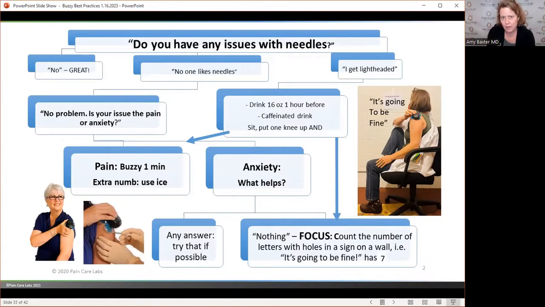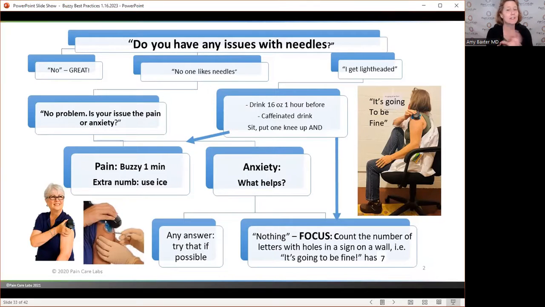It's been proven by Chris France that if you ask, do you have any issues with needles, it does not increase someone's likelihood of fainting. They say no, you say great. If they say nobody likes needles, or well, they're not my favorite thing, then go down this pathway. If they say I get lightheaded, then you can be very, very specific about how to decrease the fainting.